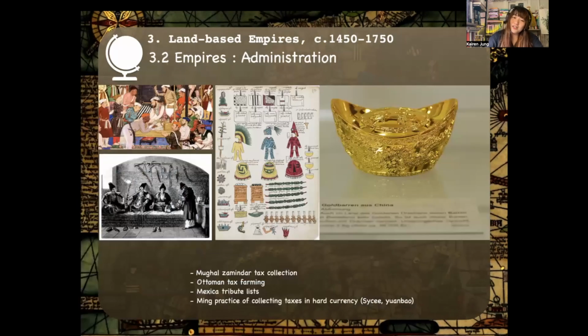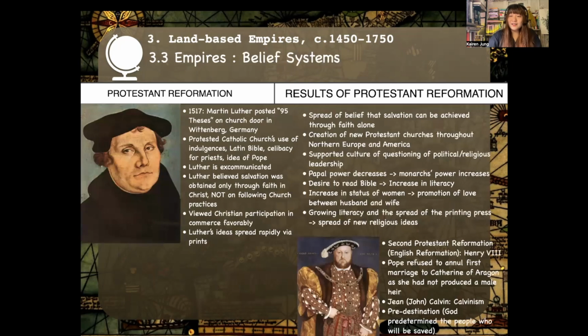When we look at administration, you have the Mughal zamindar tax collection, Ottoman tax farming, Mexica tribute lists, and then you had the Ming practice of collecting taxes in hard currencies. So these are saisis or yuan baos, and essentially they were like the shape of gold and silver ingots. The Ming would collect taxes in the form of these ingots and precious materials, especially as a lot of silver and gold, a lot of these precious materials started coming over and flooding Eurasia after the conquistadors subjugated the entire continent of Latin America. Now let's look at how these belief systems really came into play.